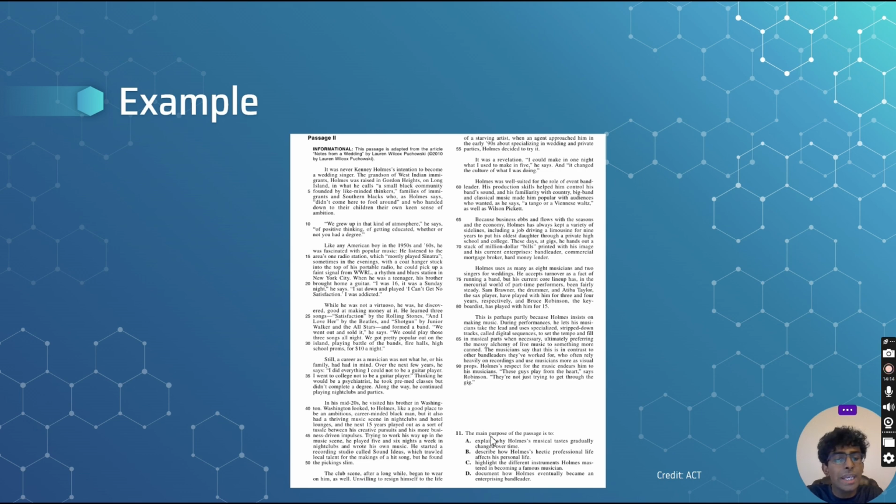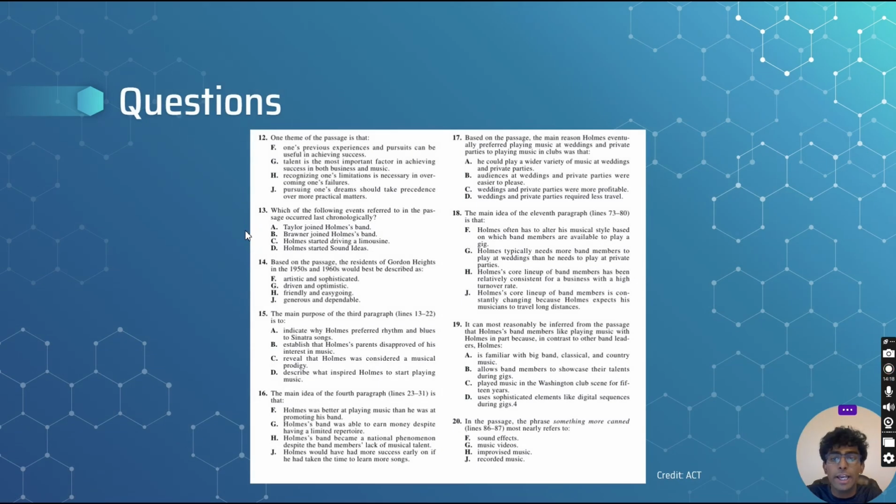So we see the questions start here. Main purpose of the passage. Again, I'd probably come back to those questions. I'm looking straight for line reference questions or details. Okay, this is a detail question. The residents of Gordon Heights in the 50s and 60s. You can find that in the passage. But line reference, yes, this is a main purpose question, so you'd probably want to be careful. Same thing with 16 and 18.